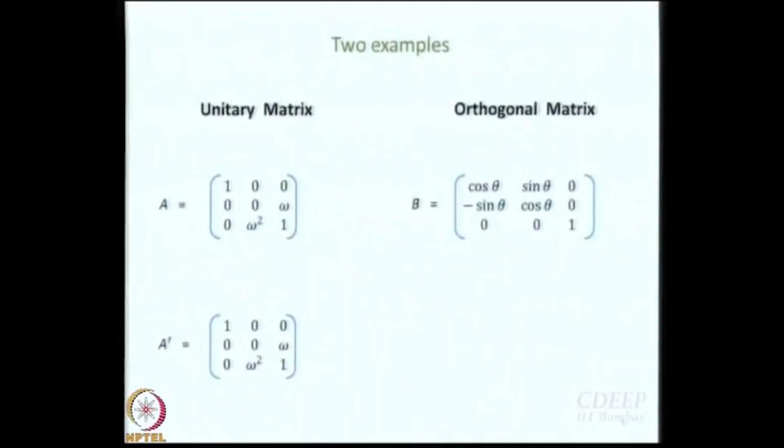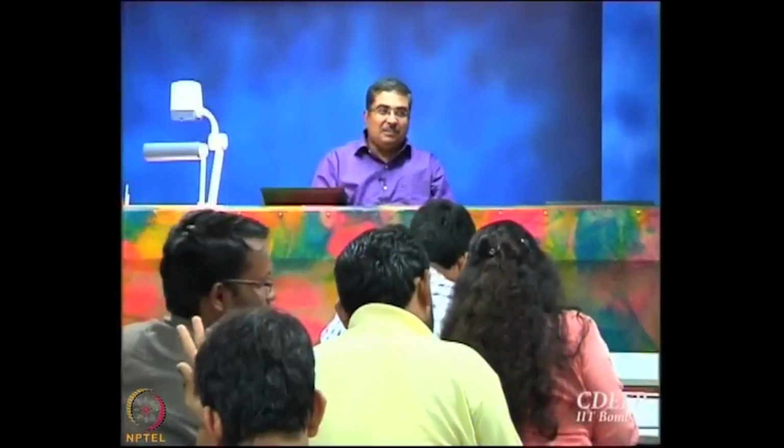So, it is a typing mistake. Last one has to be 0. The 3 3 element, if it is 0, then it works out, right? So, I have to change that.